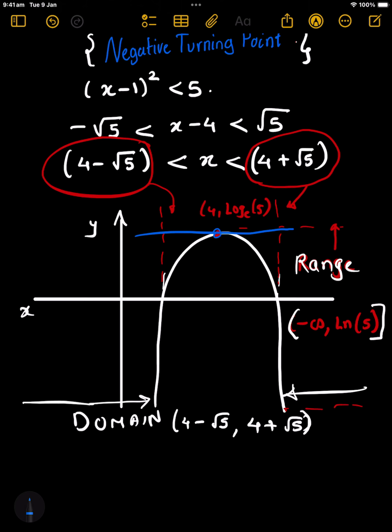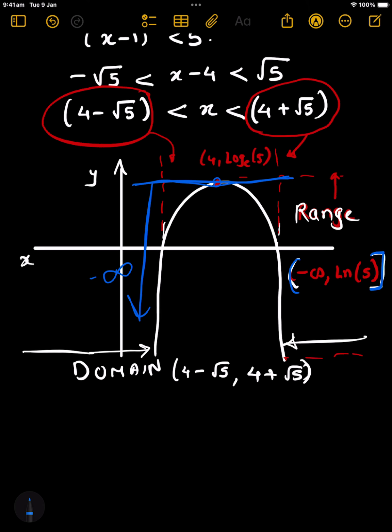So our range will be restricted at this point, but it'll keep going down to negative infinity. So our range would be negative infinity to ln 5, and this square bracket, because it's also equal to ln 5, and then everything less than ln 5.